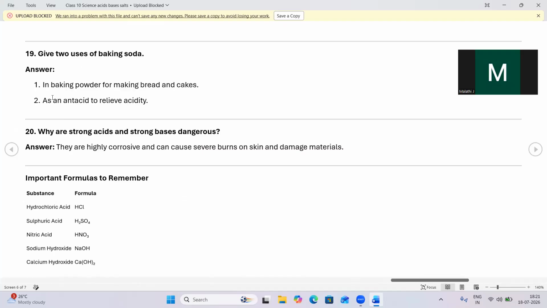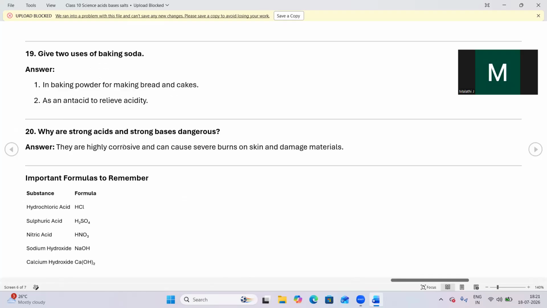You should remember the chemical formula, chemical name, and uses of those salts. Baking soda is used in baking powder for making bread and cakes. When we add baking powder, the bread and cakes become spongy and porous structures come out. It is also used as an antacid to relieve acidity. When we have more acidity, this base neutralizes the acidity in our body, so we use it as an antacid.